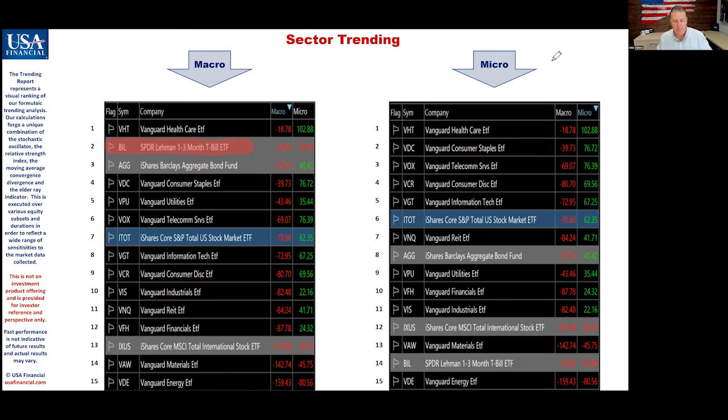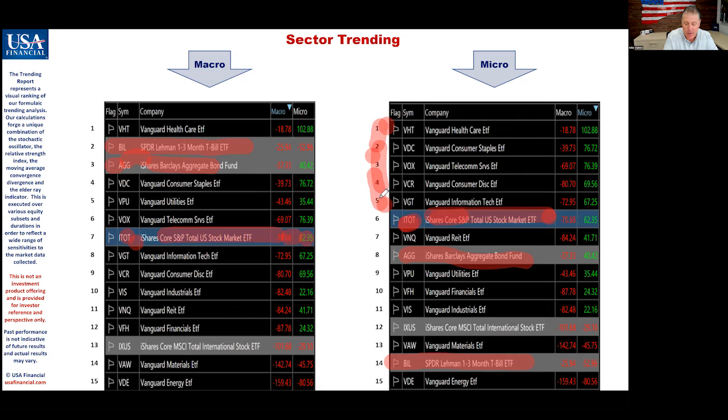We have cash sitting up here at a top spot. We do see it drop down to the number 14 on the micro side. We also see a decline in those bonds. So again, it's telling us that some of the short-term side of the market is starting to pick up. And then here's what probably interests me the most, what's actually leading that charge. We're seeing healthcare, consumer staples, telecom, consumer discretionary, and then information tech are the sectors that have jumped above the overall stock market.